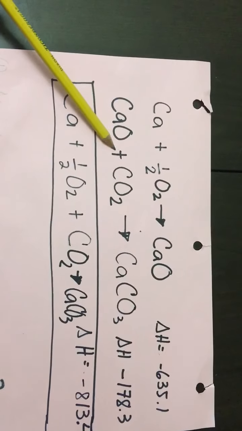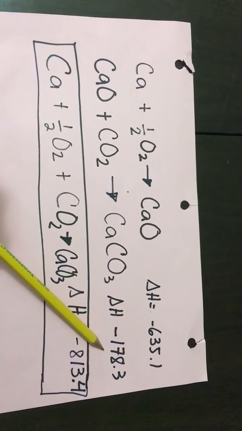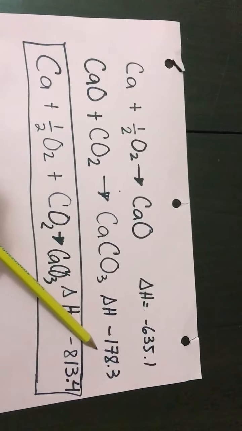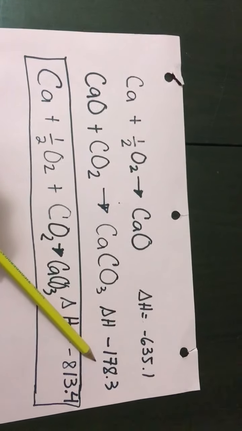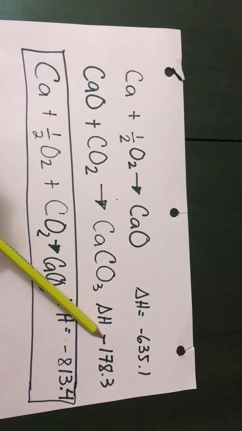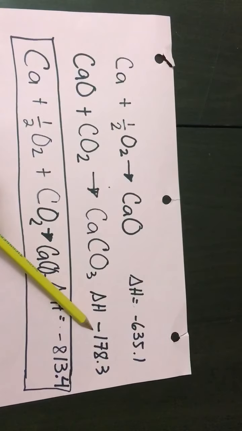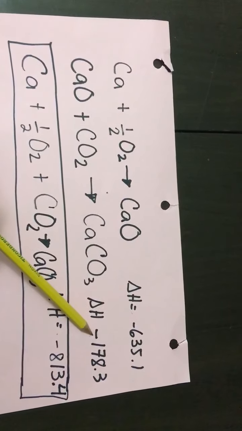Now once you flip the equation, you have to change the sign. Every time you flip it, you have to change the sign. So opposite of plus would be minus. If it is a minus, you change it to plus. But it so happened that the original delta H was a positive 178.3. When you flip it, then it becomes negative.